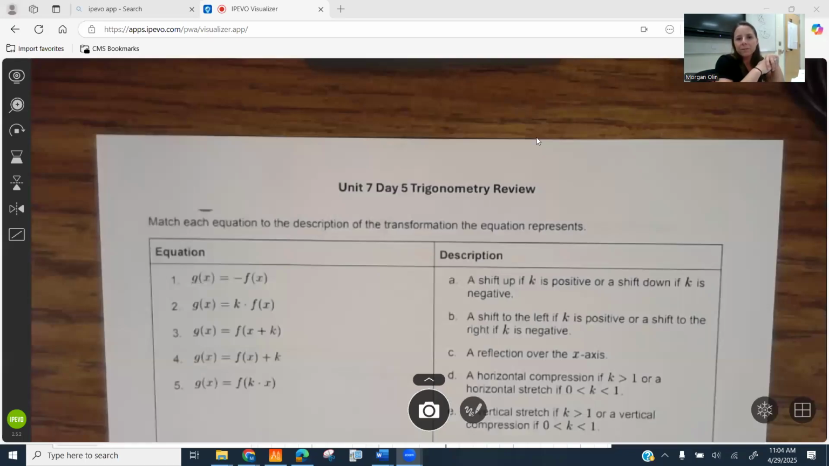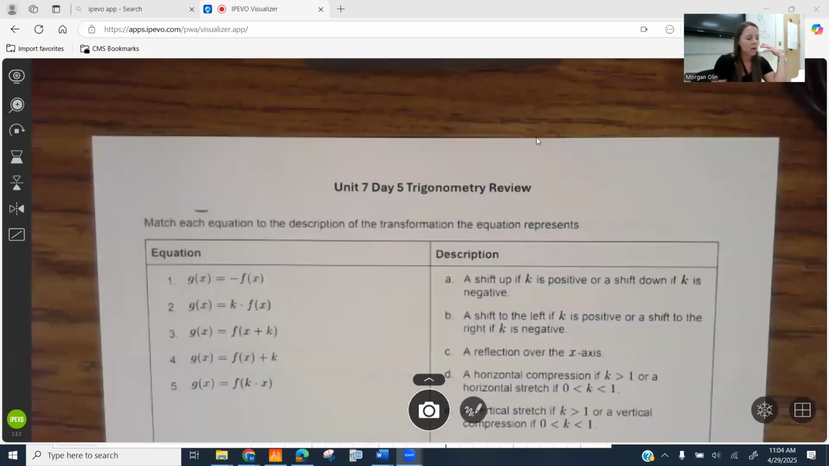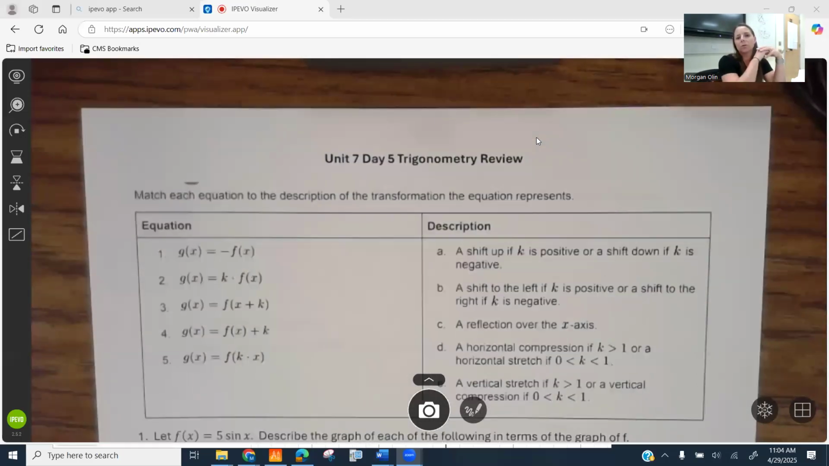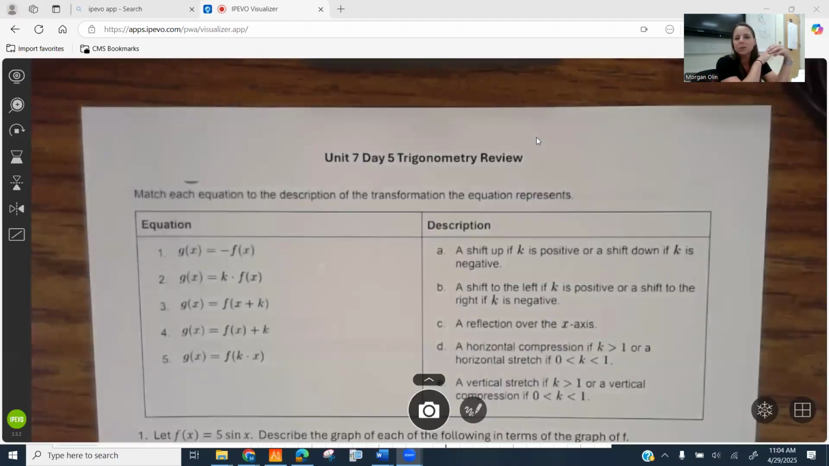Today is day 5 of Unit 7. We're going to kind of put everything together, trigonometry review. I pulled a bunch of questions from the workbook, but since they're all in different places, I've put them on a worksheet for my students.